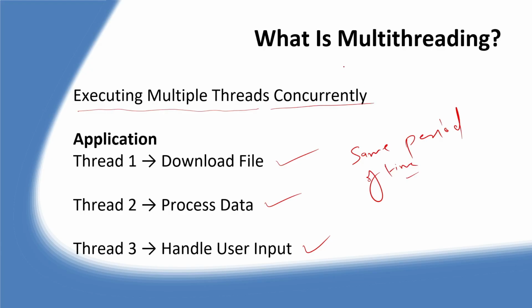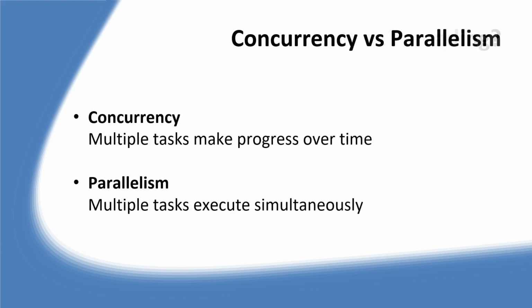Now we will see the difference between concurrency and parallelism. There is one important distinction we should understand. Concurrency and parallelism are related, but they are not exactly the same. Concurrency means multiple tasks can make progress during overlapping periods of time. So concurrency means multiple tasks make progress over time.